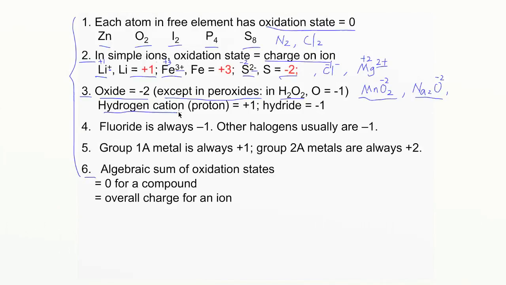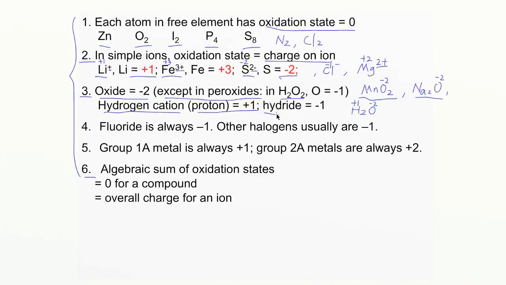Hydrogen cation usually has an oxidation state of positive 1, like in water. Water here: the oxidation state for oxide is negative 2, and the oxidation state for the proton here is positive 1. So the charge is balanced. All right.